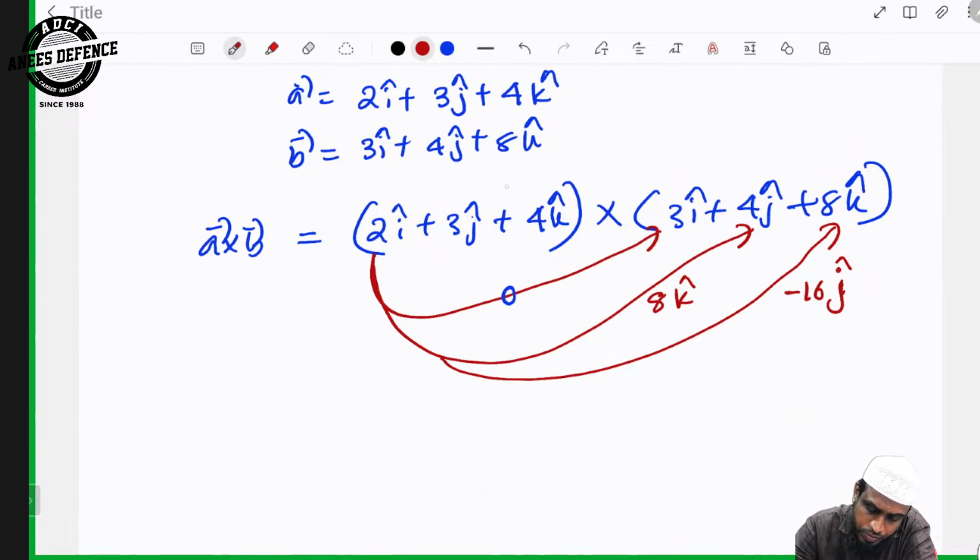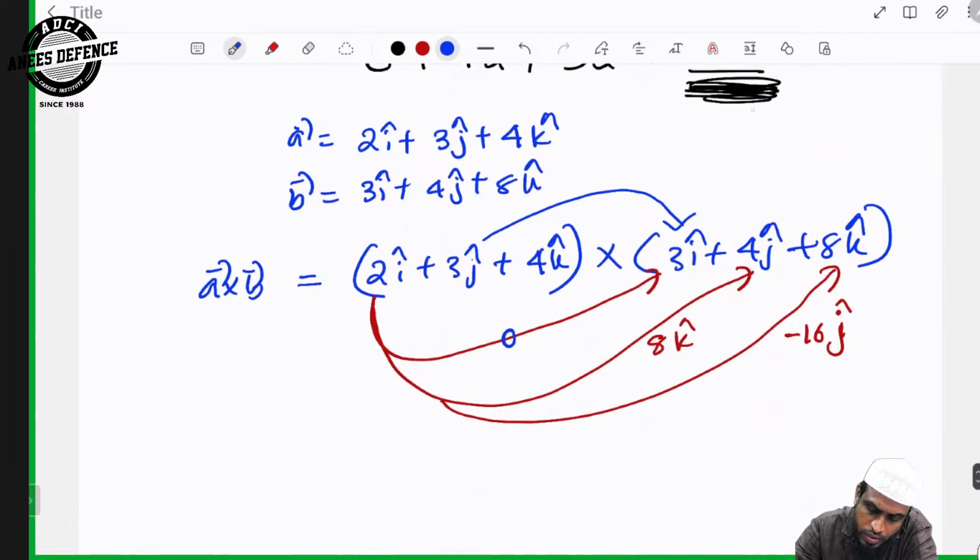Then 3j cross 3i. So 3 into 3, 9. J cross I is minus k. So minus 9k. After that, j cross j, 0. After that, j cross k. So 3 into 8, 24. J cross k, that is normal order, 24i.